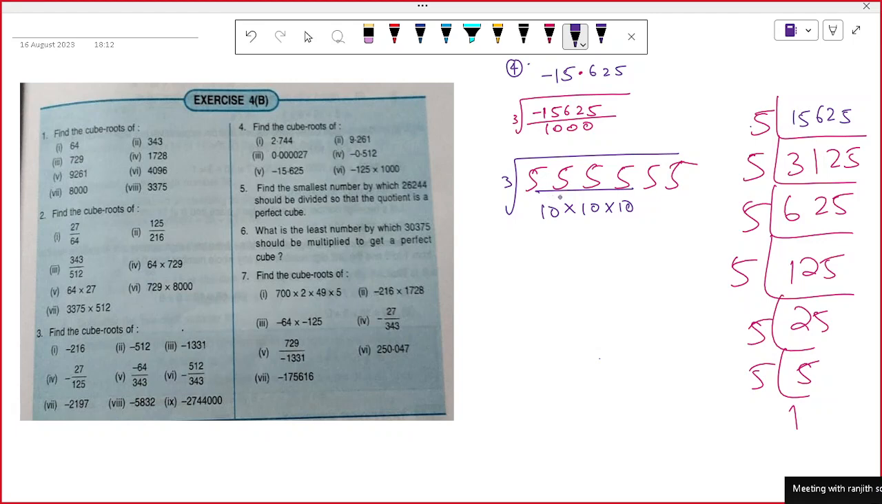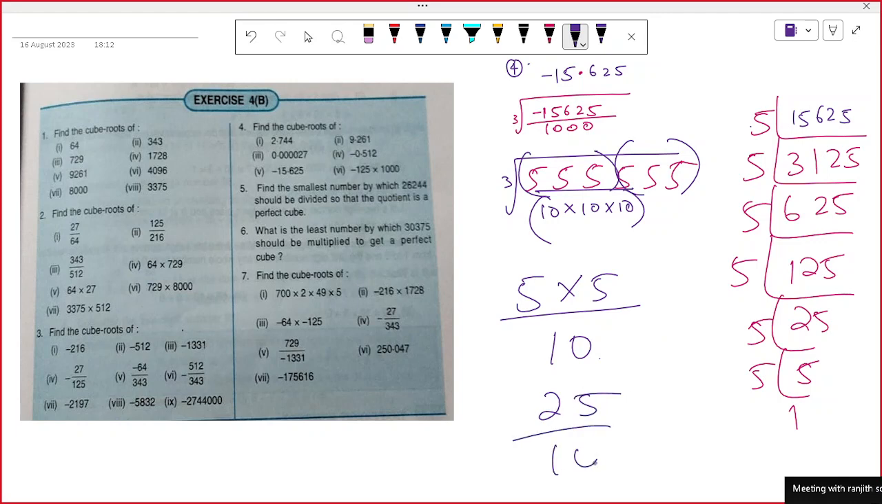You have to group how many numbers for cube root? 3 numbers. 3 in the numerator and 3 in the denominator. When you pick out the values, write only once, because out of 3, the cube root gets cancelled. So what do you get? Numerator 5 into 5 divided by 10. Don't reduce this, students. Multiply. 5 fives are 25, right? 25 divided by 10. How do you convert into decimal? How many zeros are here? 1, so one position, 2.5.